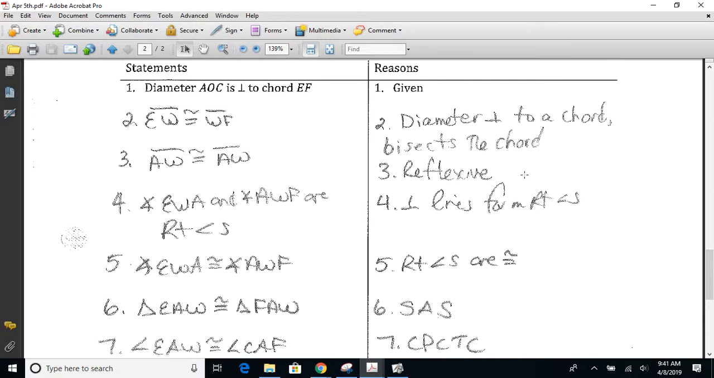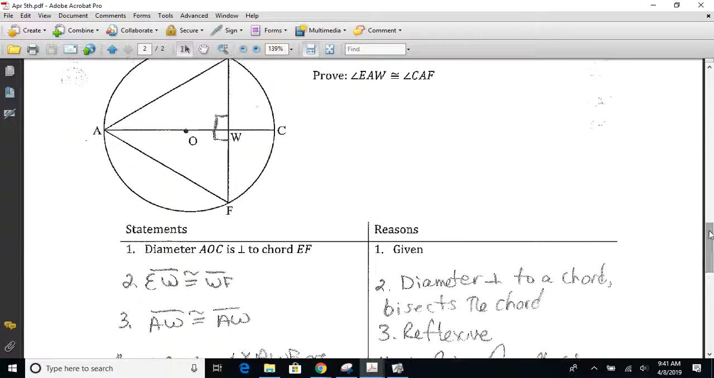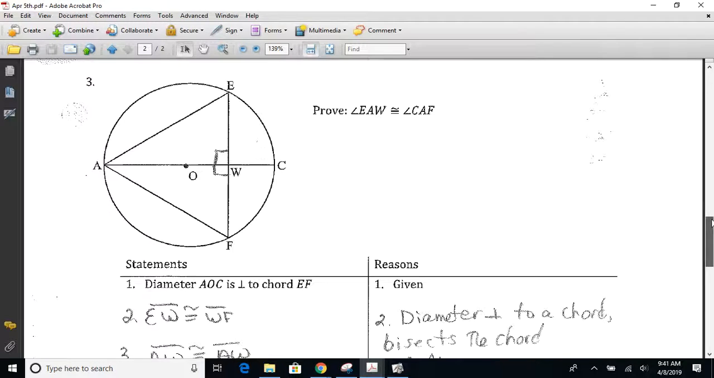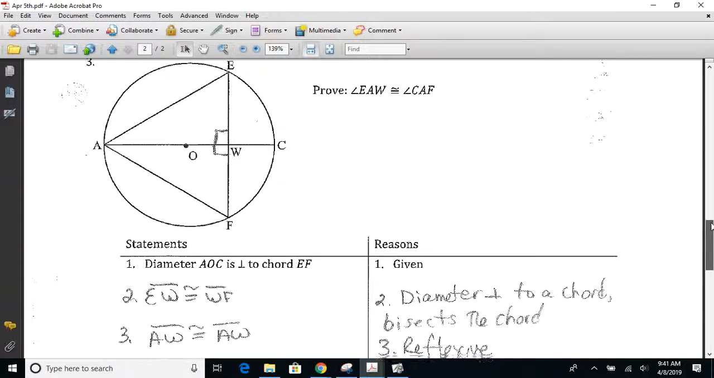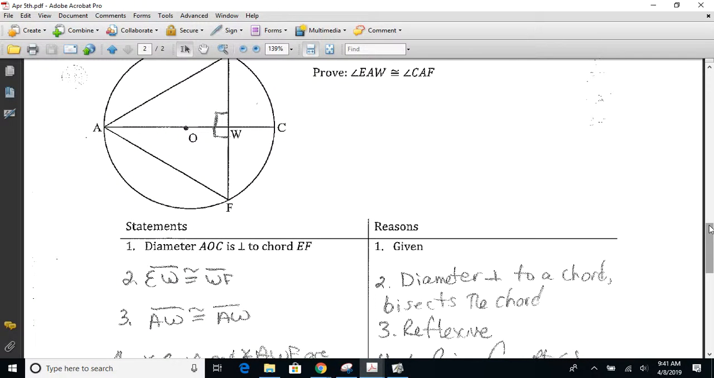All right, take a look, everyone. If you're going to use this theorem on the second proof, this theorem can only be used to say a diameter and a chord bisect each other. So you tell me, what should I have had here in step 2? I should have had AC bisects EF. That's what I should have had in statement 2. Then in step 3, I can say EW is congruent to WF by definition of a bisector.